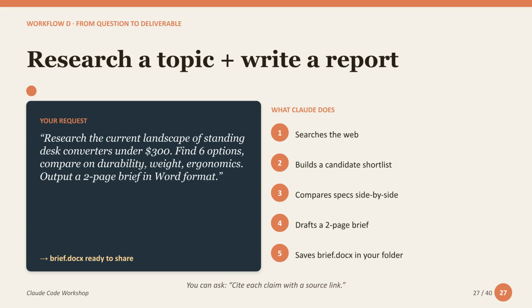Workflow D, research a topic and write a report. Ask Claude to research standing desk converters, compare options, and output a 2-page brief in Word format. Claude searches the web, builds a shortlist, compares specs, drafts the brief, and saves the document. Always ask Claude to cite each claim with a source link. Those are your 4 starter workflows.